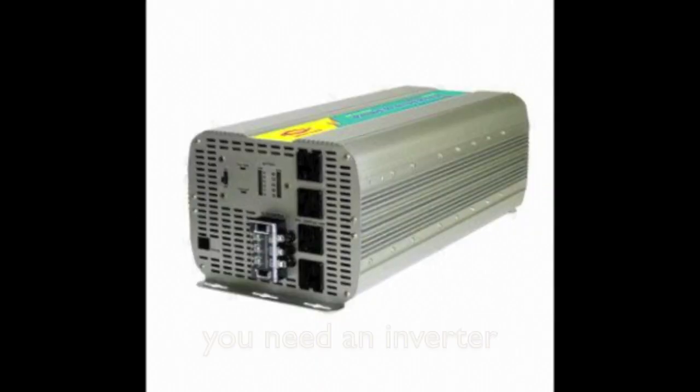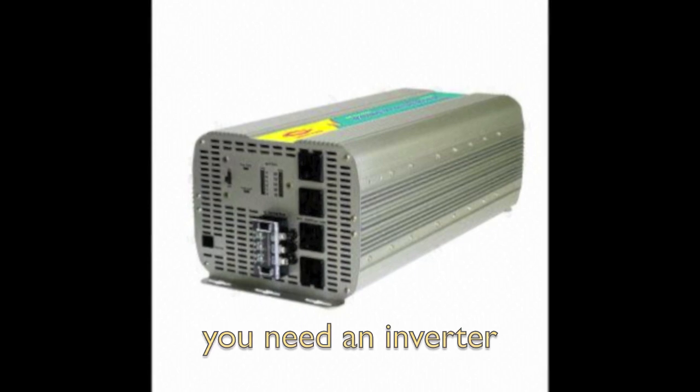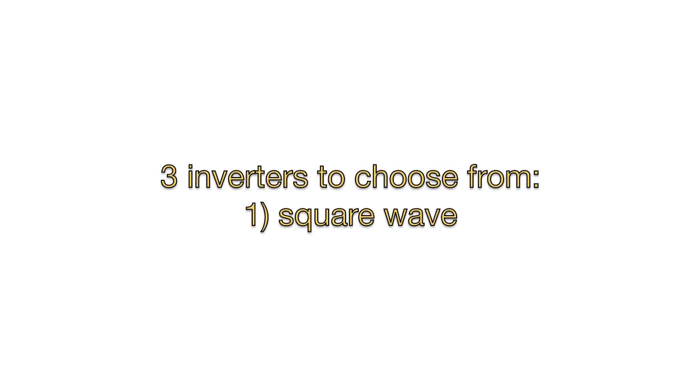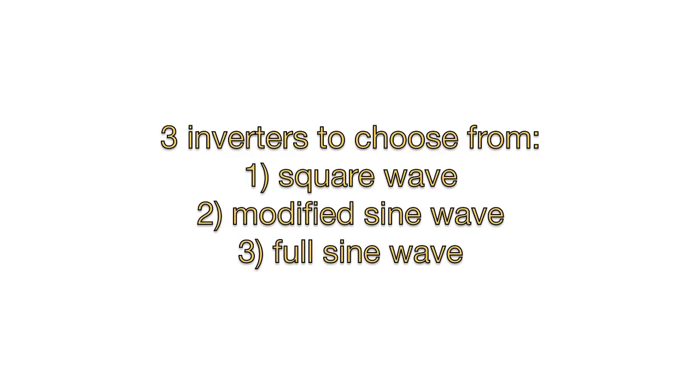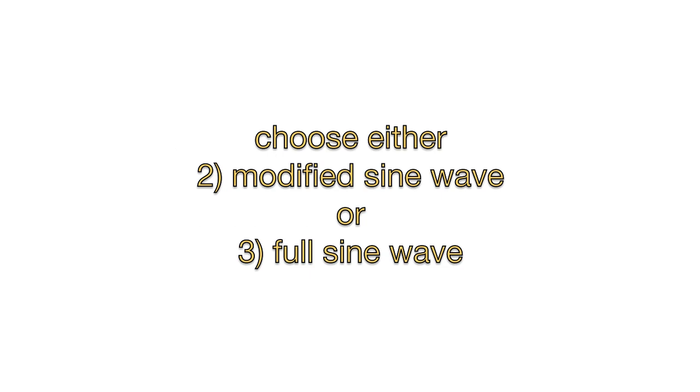So let's connect to shore power now. To do that, you've got to have an inverter. And there are three kinds to choose from. There's the square wave, there's the modified sine wave, and then there is the full sine wave. And you can choose either the modified or full sine wave.